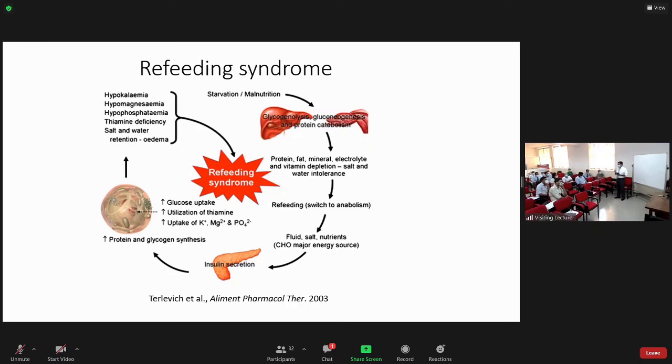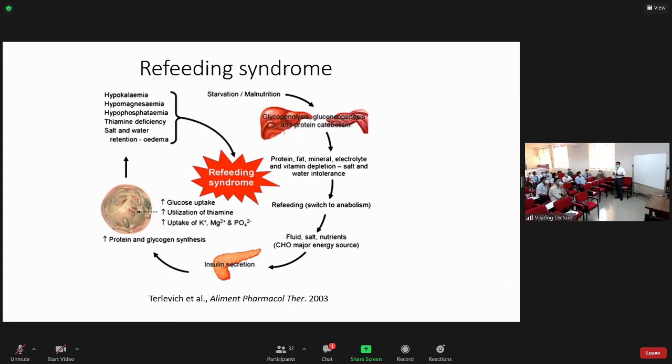So hypophosphatemia will occur. The cardinal feature is hypophosphatemia in refeeding syndrome, hypokalemia and hypomagnesemia as well, and hyponatremia. Not hyponatremia, that is hypernatremia. Right? So fluid overload and hypokalemia, hypophosphatemia. All these factors will cause arrhythmias and heart failure.